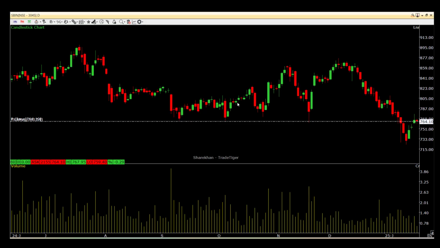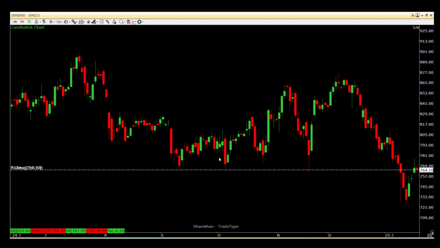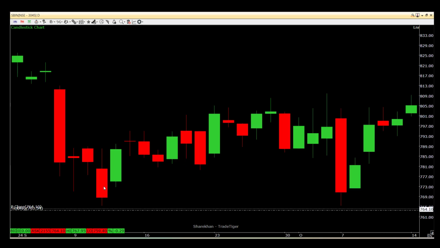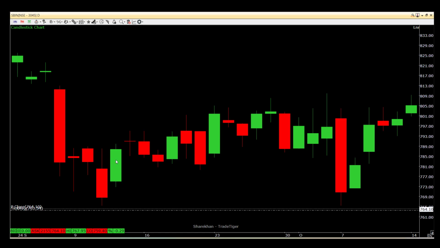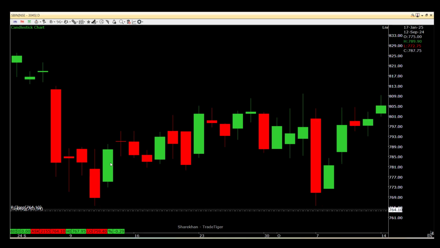This is the daily chart, meaning every candle is showing one day's movement in State Bank of India. Now please come here. Suppose this is the green candle. I put the cursor and you can see on the right side upper corner, the price was around 789. It made a high of 789 and the day was 12 September 2024. Suppose I purchase the stock at the high price of 789.90, which was the 12 September high price. So it is the green candle.